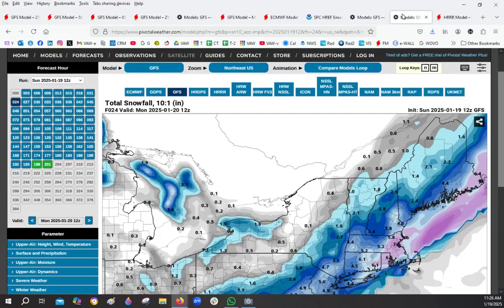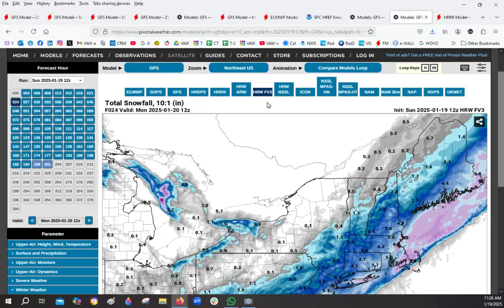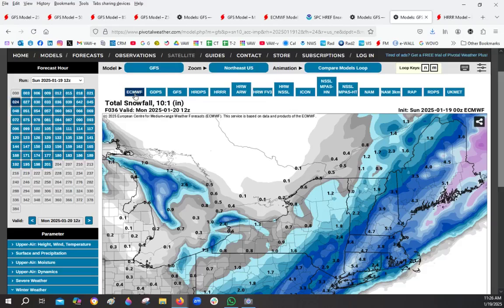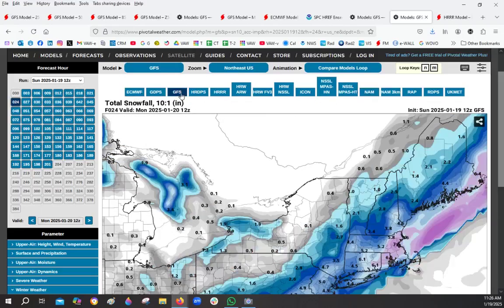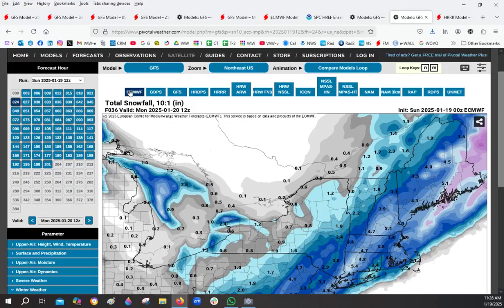Now, let's look at the snow. These are the different model outputs. This is for Monday morning. 12Z is Monday morning, and then these are all the different models across. I'm not going to get into each one. GFS is the US model. ECMWF is the European model.